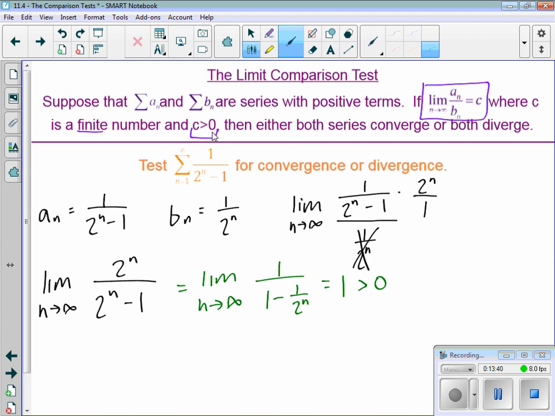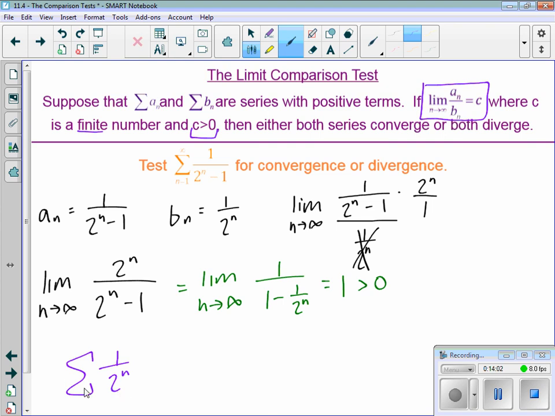So do we know anything about converging or diverging? What does that tell us? Yeah, either they both diverge or they both converge. So we still have a little work to do. We got to figure out whether 1 over 2 to the n converges or diverges. But whatever this one does, that's what this one's going to do.